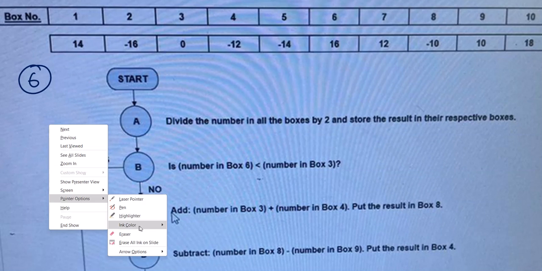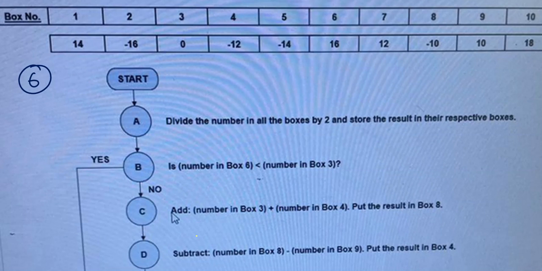So the first one is actually 14 previously. When you divide by 2, I have to mark it as 7. This is minus 16, minus 8. 0 divided by 2, 0 only. Minus 12 as minus 6. Minus 14 as minus 7. 16 as 8. 12 as 6. Minus 10 as minus 5. 10 as 5. 18 as 9. These are the respective values, right?